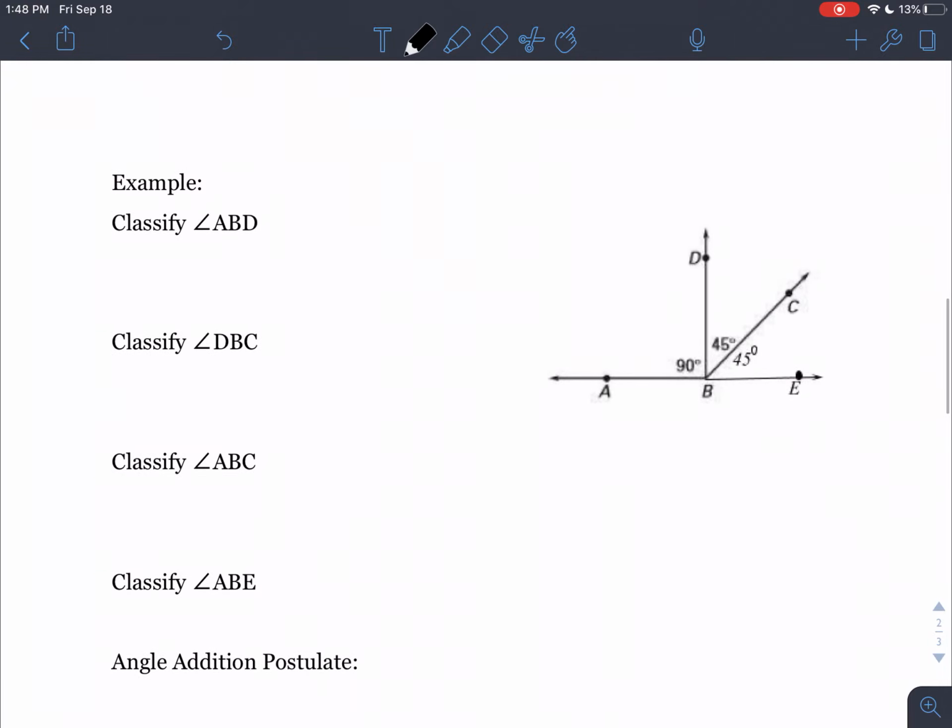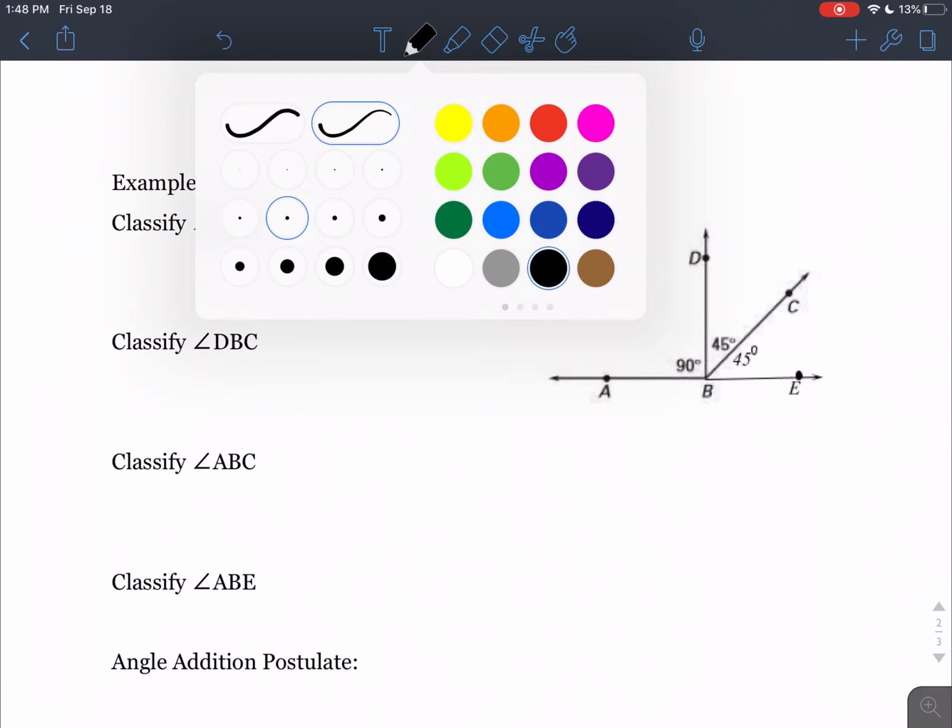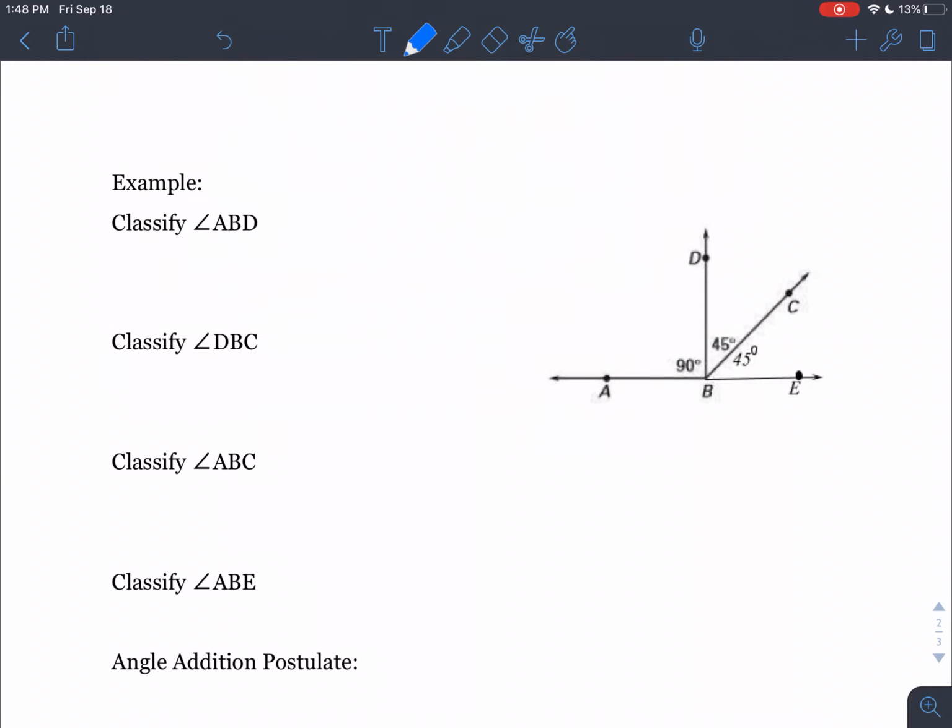Let's practice classifying some angles. So if we're trying to classify angle ABD, I like to outline it like that so I know exactly what angle I'm talking about. It has it labeled how many degrees it is: 90 degrees. And if an angle is 90 degrees, that means that it's a right angle. That's the notation for angle, so you can use it as shorthand.